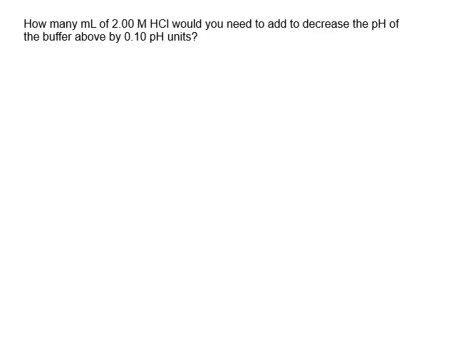So the question from our Chapter 14 packet is: how many milliliters of 2 molar HCl would we need to add to decrease the pH of the buffer that we previously made by 0.1 pH units? Let's remind ourselves of that previous buffer.